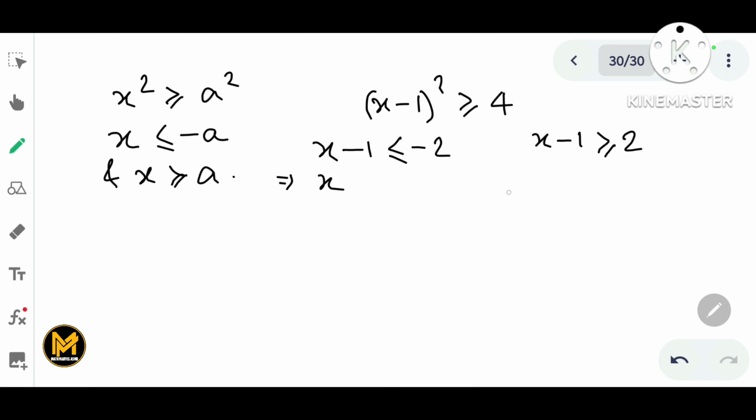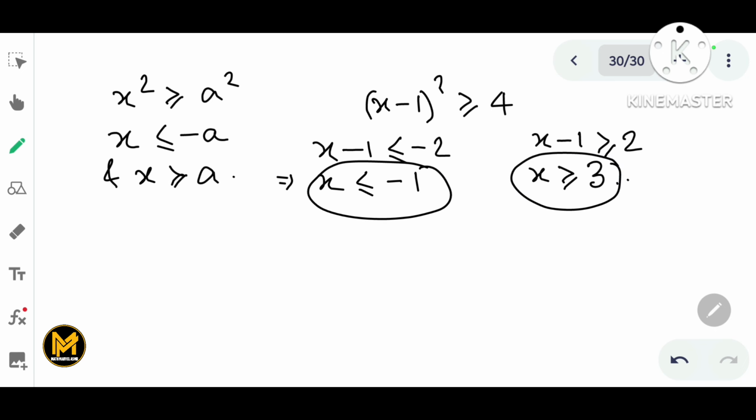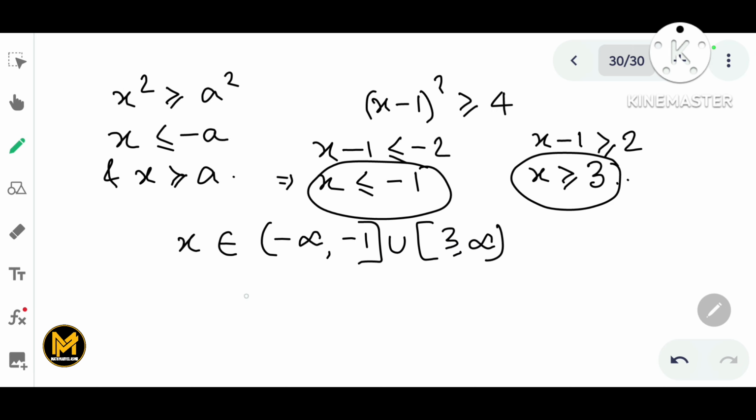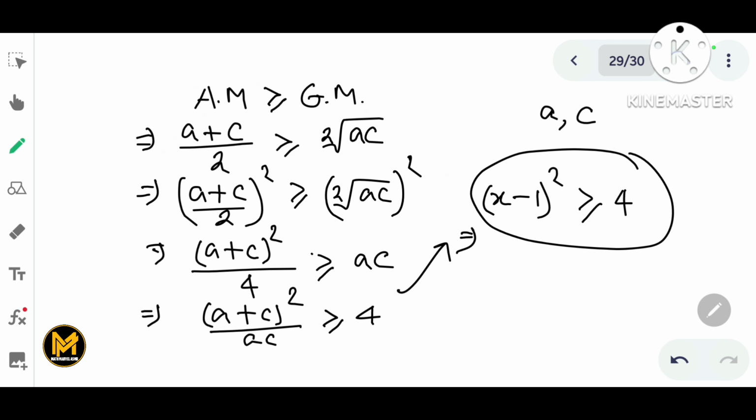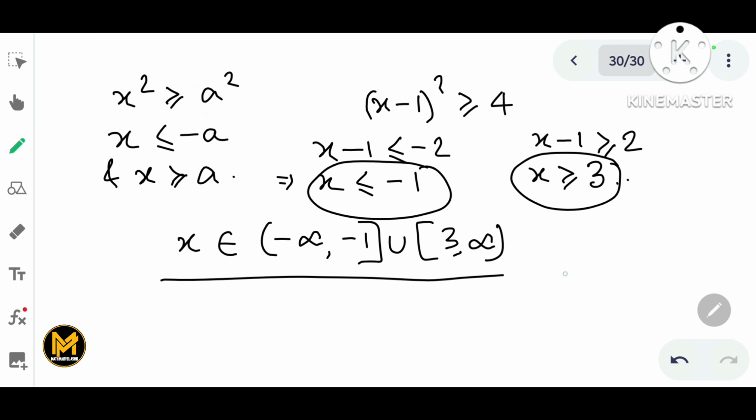Now from this we will get x is less than or equal to minus 1 and x is greater than or equal to 3. So these two derivations are x less than or equal to minus 1 and greater than or equal to 3. If we combine them in set theoretic language, this gives x belongs to the open interval minus infinity to minus 1 closed, union closed interval 3 up to infinity open. So that is the range of values of x. The required question is the possible values of x.